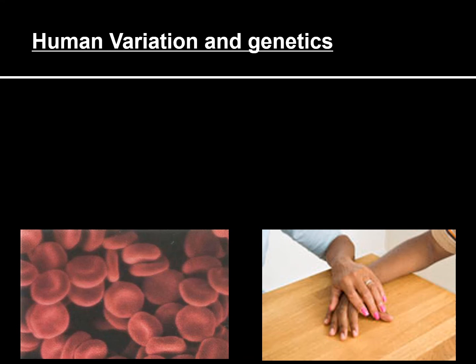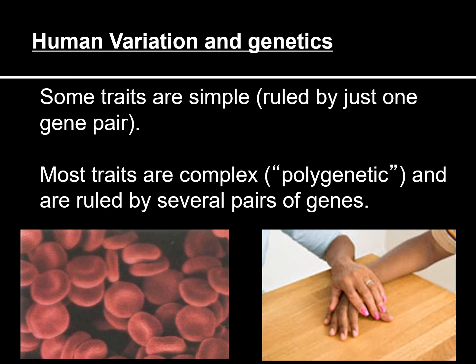And what we're really talking about when we talk about classifying humans into different races is skin color, right? Some traits in our bodies are very simple. They're ruled by just one gene pair, but most traits in our bodies are very complex. They're what we call polygenetic or polygenic, and they're ruled by several pairs of genes. Things like your blood type are very simple, right? That's ruled by just a pair of genes. But things like skin color are very complex, right? There are multiple genes involved in determining the shade of someone's skin.